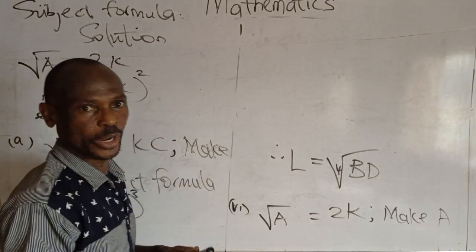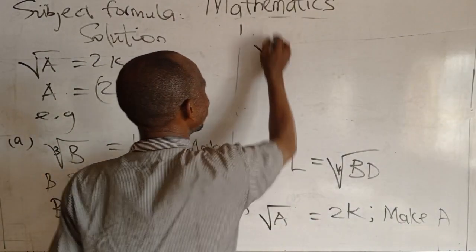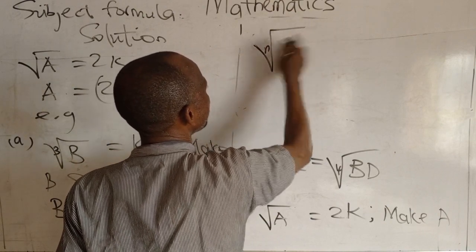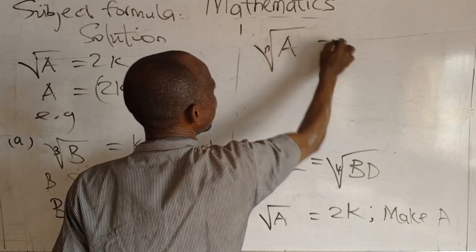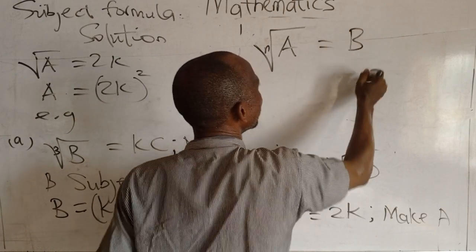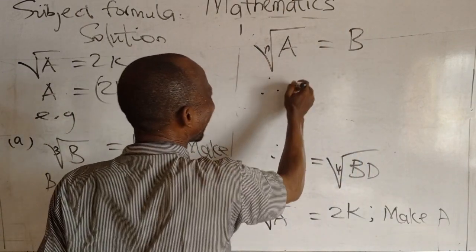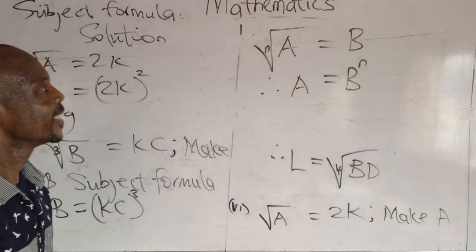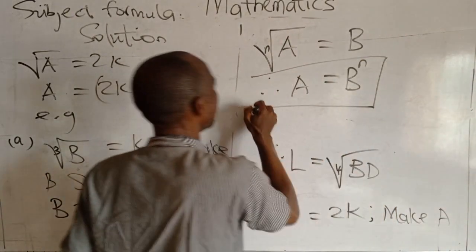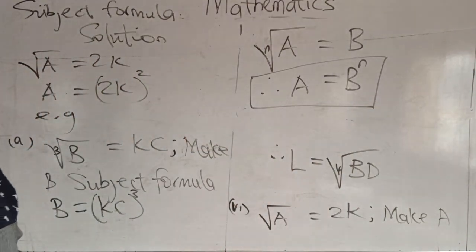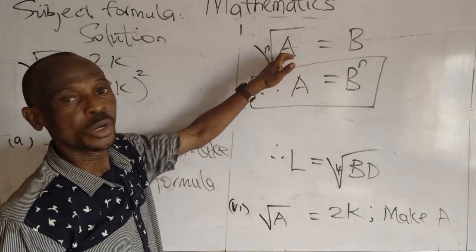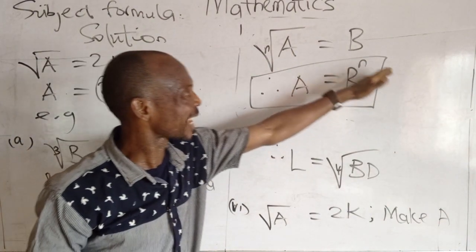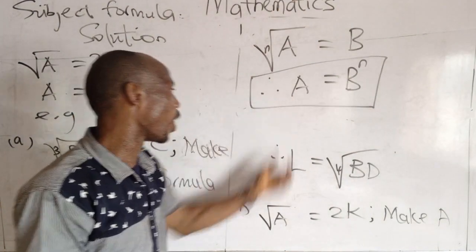So in summary, we can simply say that if the nth root of A is equal to B, therefore our A will now be equal to B raised to power n. This is the principle 6. Whenever you want to pull the root, we make the other side the power of the particular root.